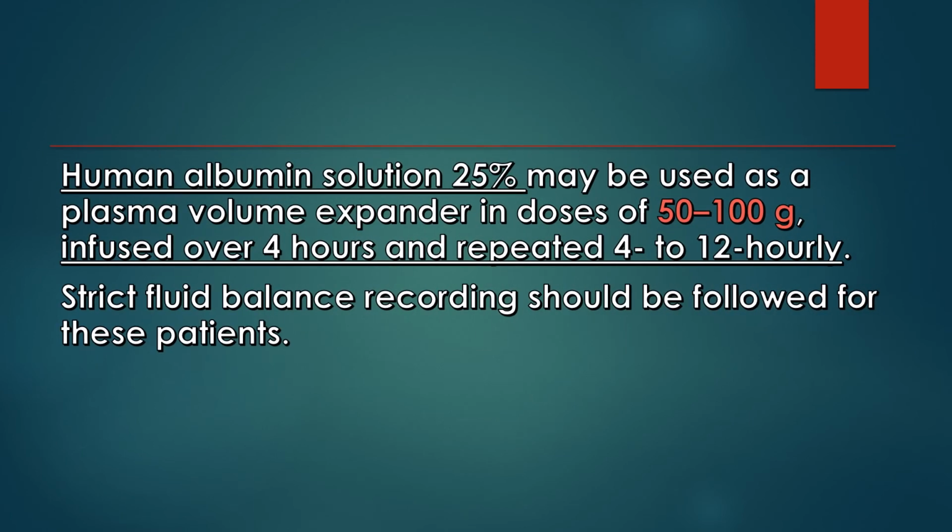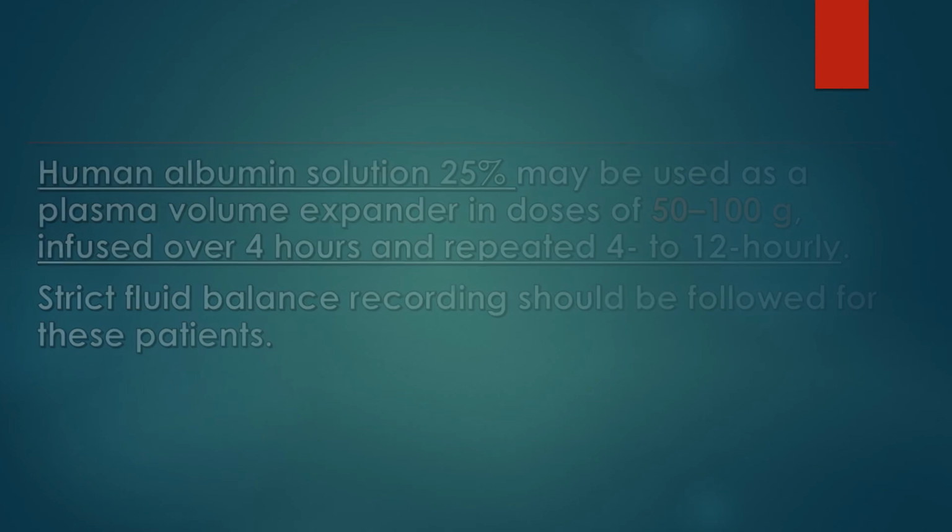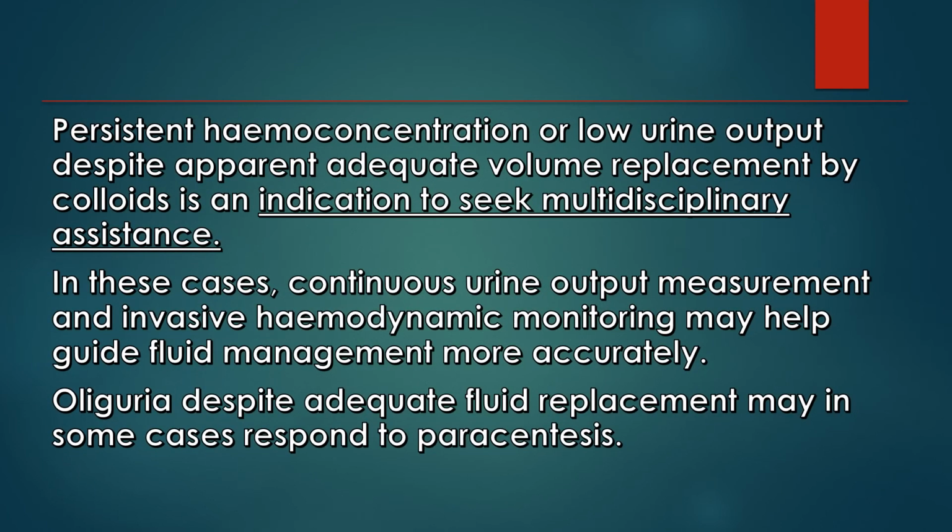Human albumin solution, 25%, may be used as a plasma volume expander in doses of 50 to 100 grams infused over 4 hours and repeated 4 to 12 hourly. Strict fluid balance recording should be followed for these patients. Persistent hemoconcentration or low urine output despite apparent adequate volume replacement by colloids is an indication to seek multidisciplinary assistance.